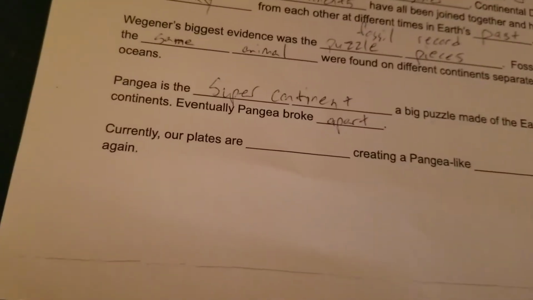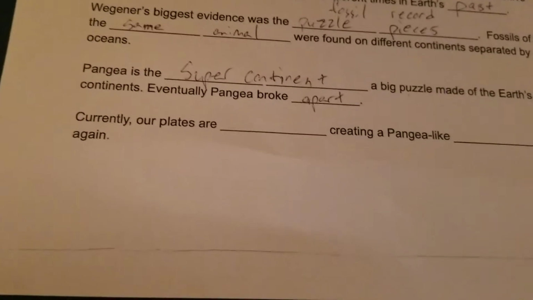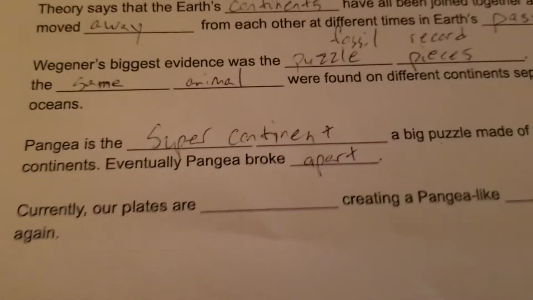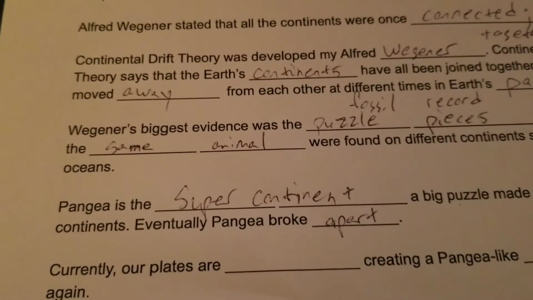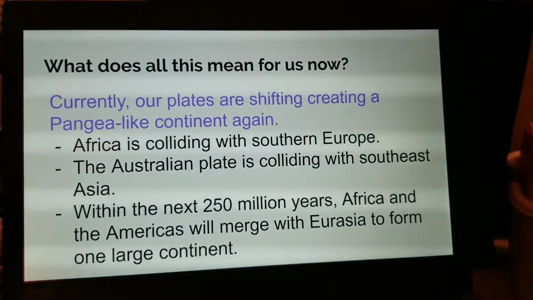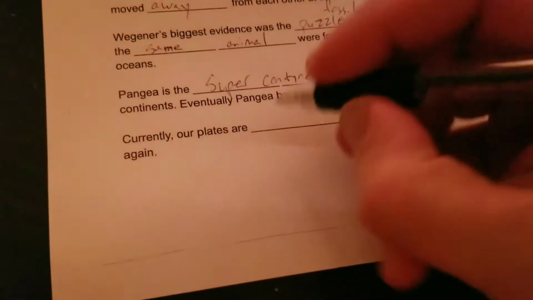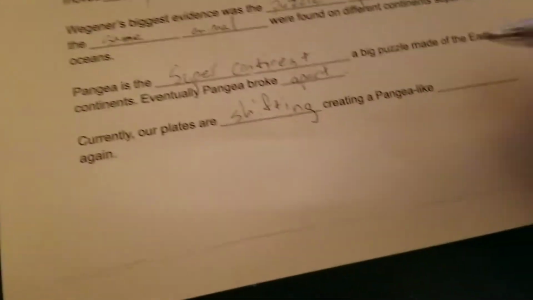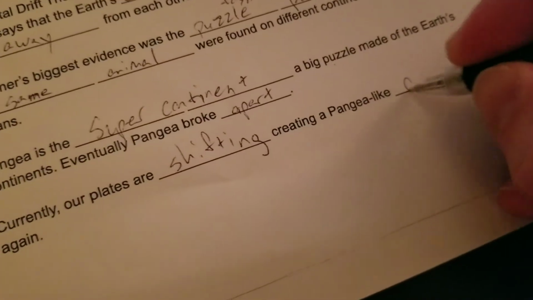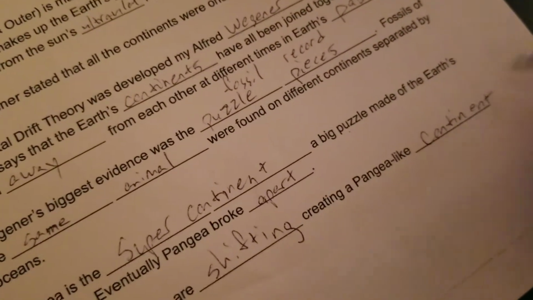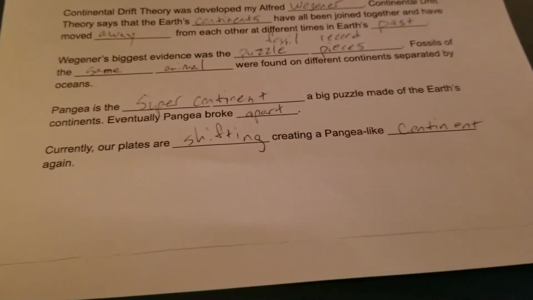Currently our plates are blank. Create a Pangea like blank again. Currently our plates are shifting, creating a Pangea like continent again. Okay, shifting continent. So, backside.